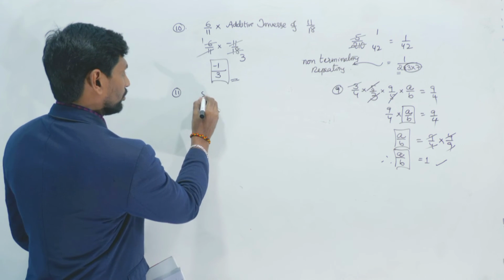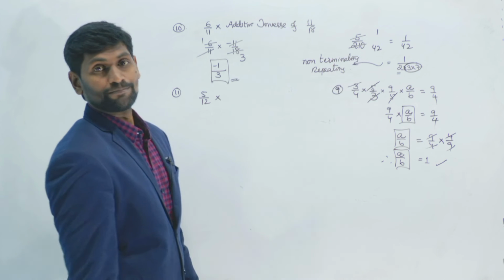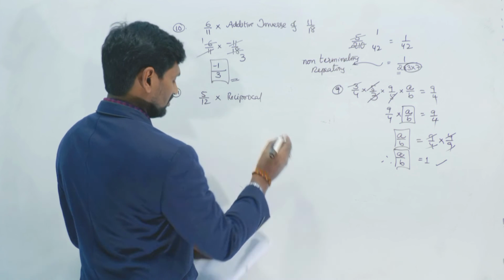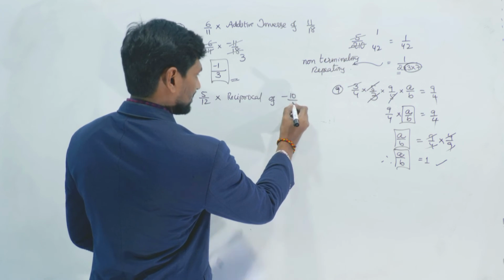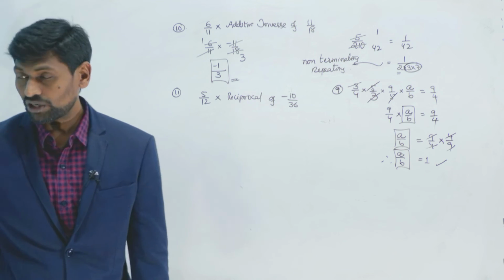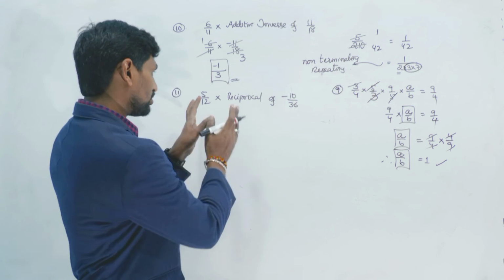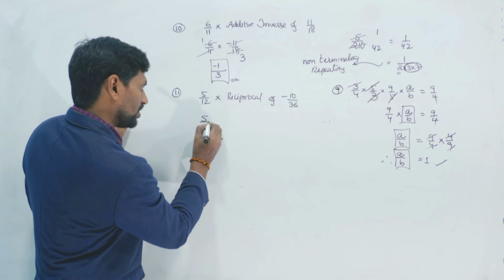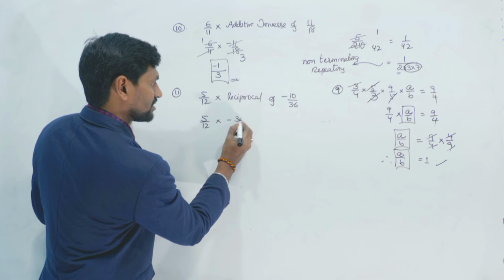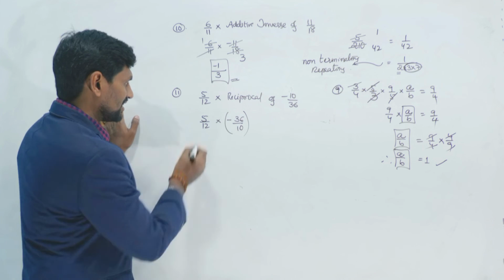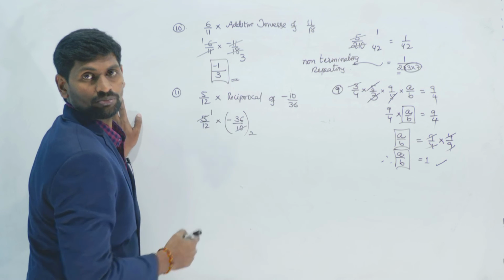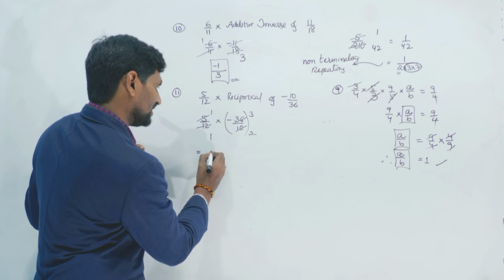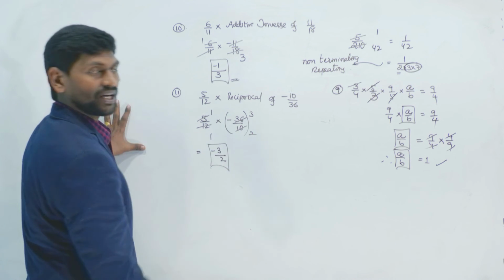Now let us go to problem number 11: multiply 5 by 12 by the reciprocal of minus 10 by 36. Reciprocal means the positions of the numerator and denominator change, but there is no change in the sign. So the reciprocal of minus 10 by 36 is minus 36 by 10. Now do cancellation: 5 once here, 2 times here; 12 once here, 3 times here, 12 threes are 36. Now check: 1 into minus 3 is minus 3, 1 into 2 is 2. So the answer is minus 3 by 2.